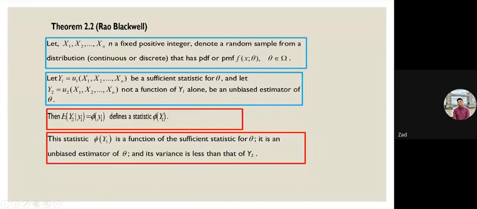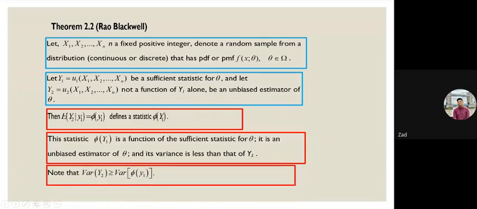Given that the variance of phi Y1 is less than that of Y2, so again, phi Y1 is a function of the sufficient statistic for theta. This phi Y1 is an unbiased estimator of theta, and the variance of phi Y1 is less than the variance of Y2. So if the variance of phi Y1 is less than the variance of Y2, that means phi Y1 is the uniformly minimum variance unbiased estimator. That is the theorem we call the Rao-Blackwell theorem.